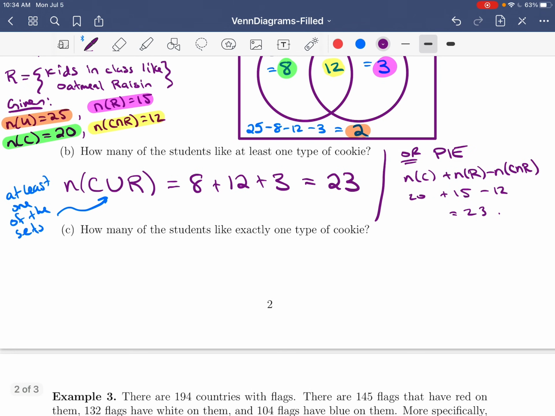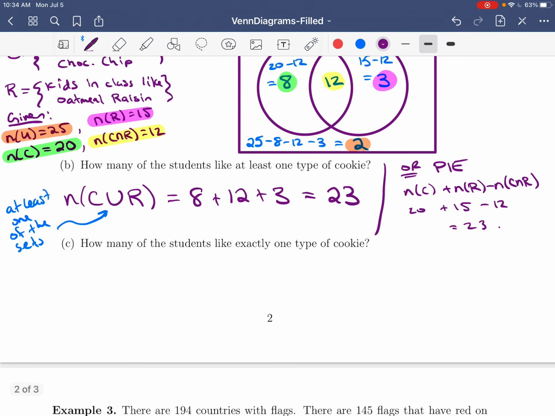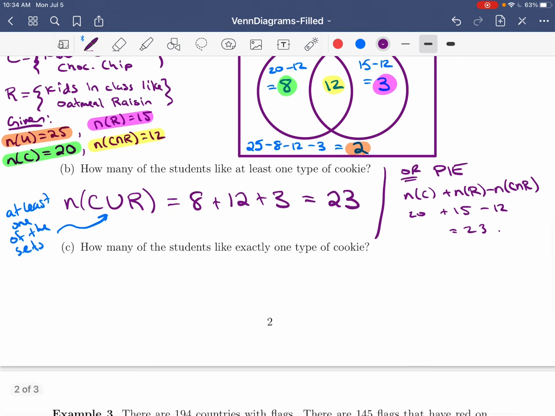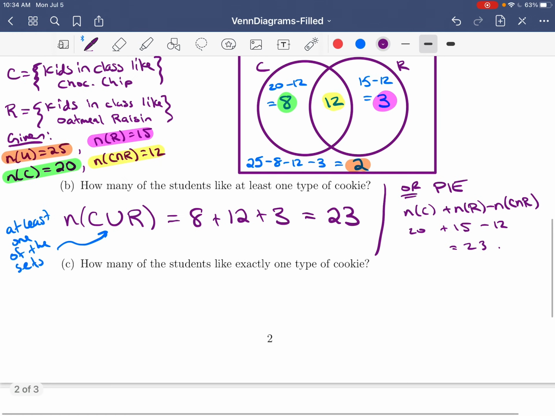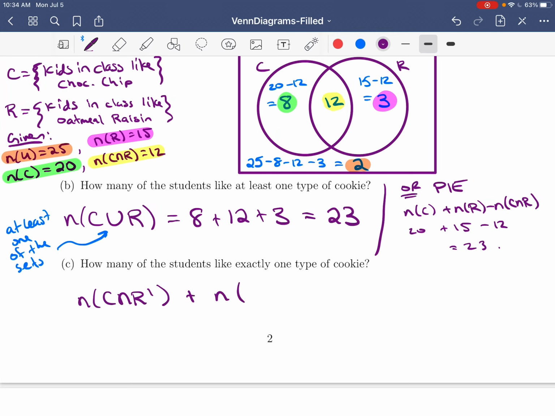Okay, now this one is a bit harder because how many students like exactly one of the 2 cookies? That means that they don't like both. So it's not an or both, it's an exclusive or. So this is going to be the number that like chocolate chip and don't like oatmeal raisin, plus the number that don't like chocolate chip but do like oatmeal raisin. So that's how you can write it in sets.